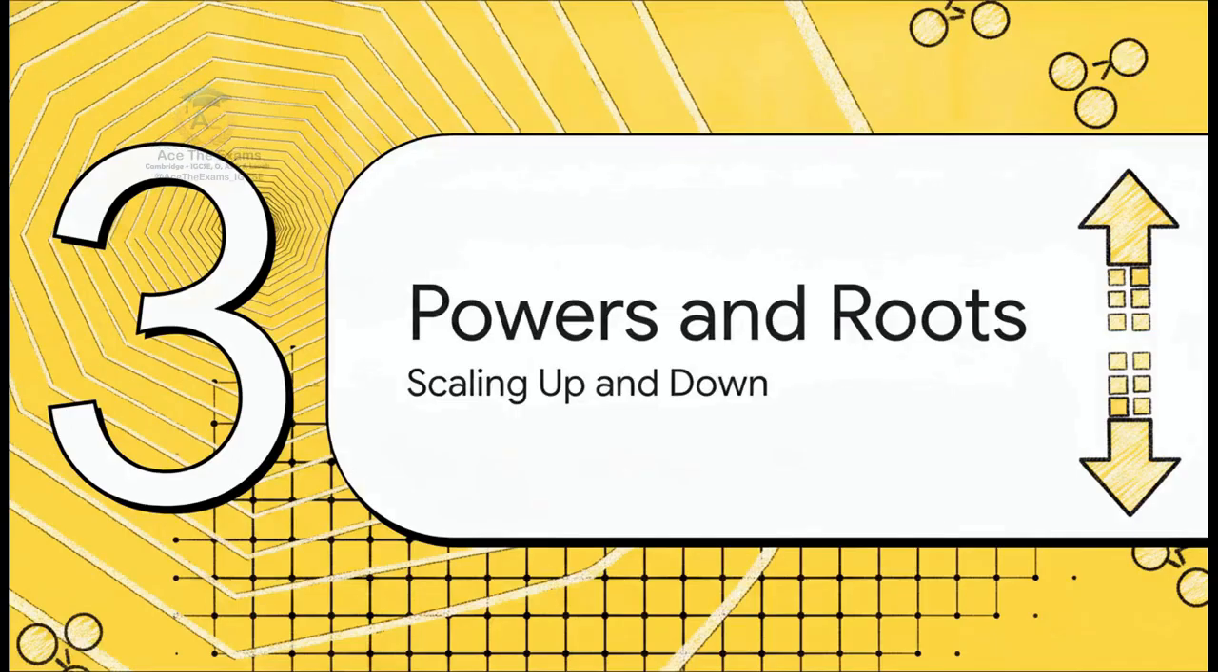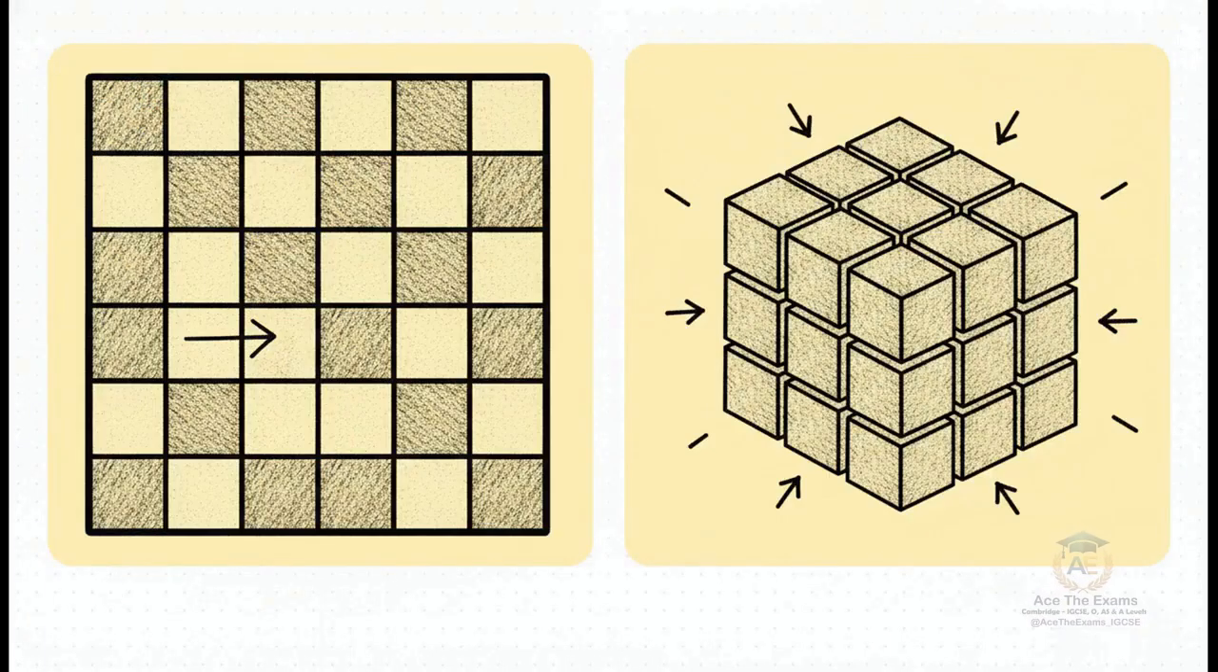Section 3, Powers and Roots, Scaling Up and Down. Okay, we've taken numbers apart. Now let's see what happens when we multiply numbers by themselves. Let's contrast square numbers and cube numbers. When an integer is multiplied by itself, like 4 times 4, the result is a square number, 16. You're raising it to the power of 2.